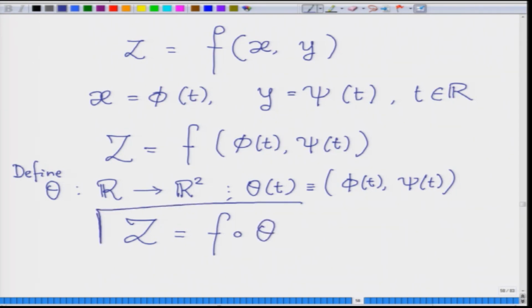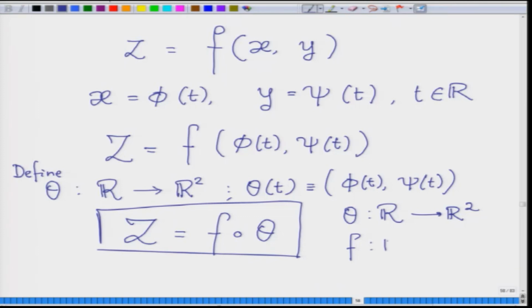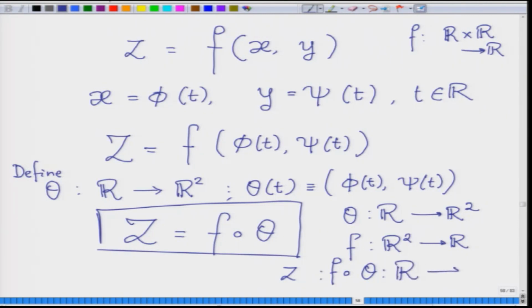So, z actually can be expressed as a composition of f with the function theta. So, z is f compose theta, but here what happens, theta is carrying R to R2, right, and f is carrying R2 back to R. So, f is a function obviously, where x and y are real variables, from R cross R to R. So, ultimately f compose theta, which is z, is carrying R back to R.